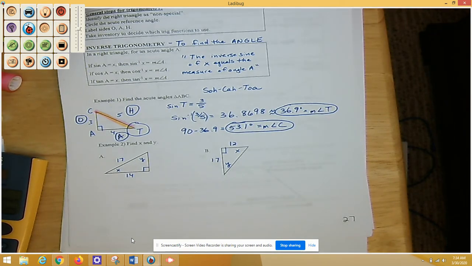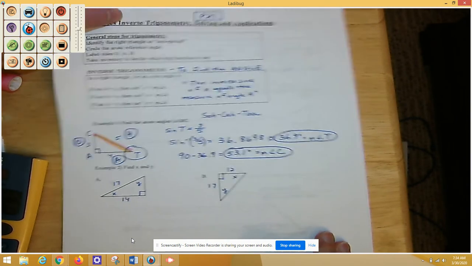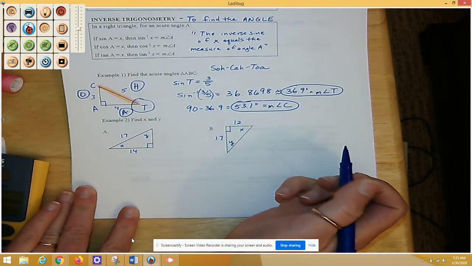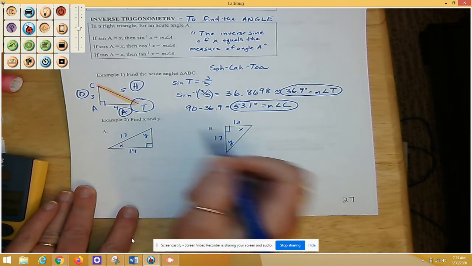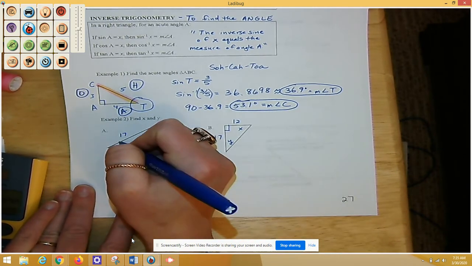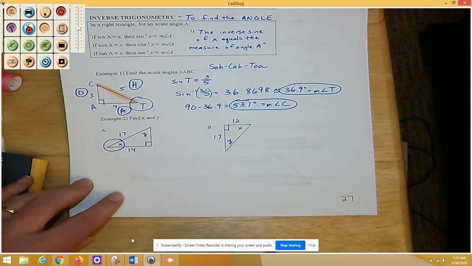Okay, moving on to letter A. We're going to find X and Y. And again, you want to say, okay, it's a right triangle. I don't know any of the acute angles, so I'm going to assume it's not special. I'm going to pick my reference angle. So I'm going to pick X.